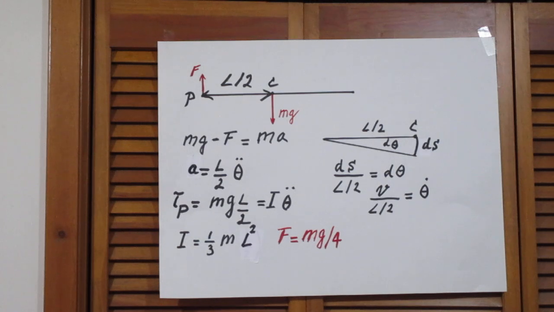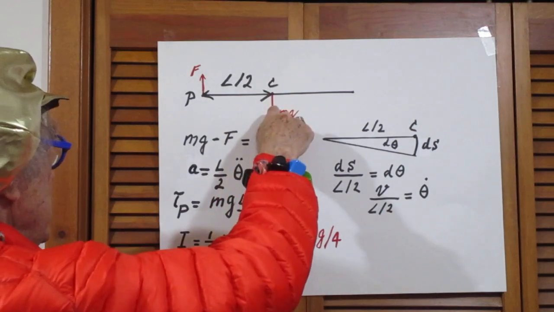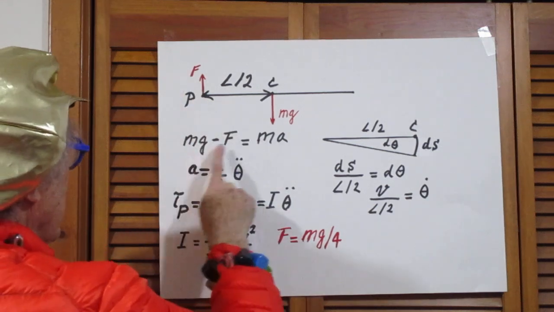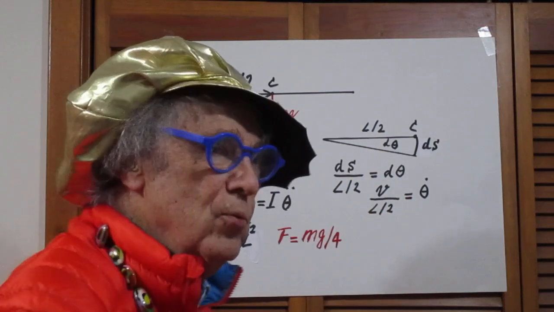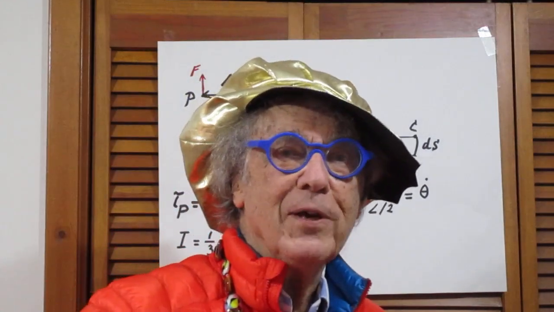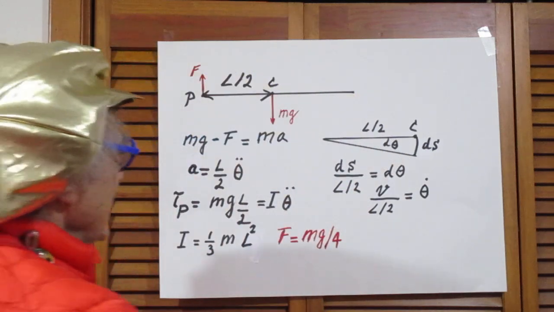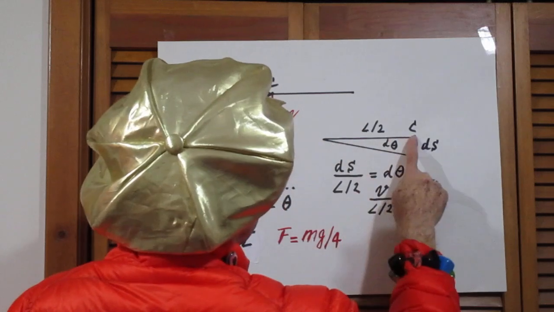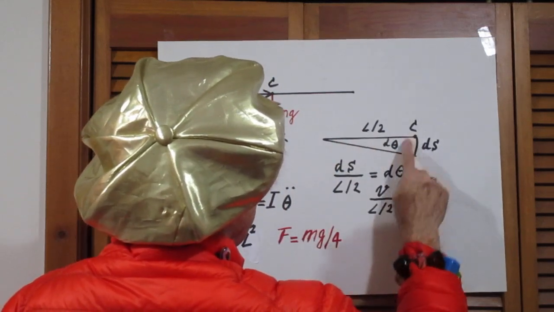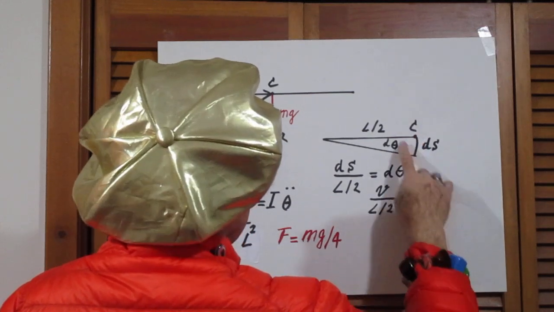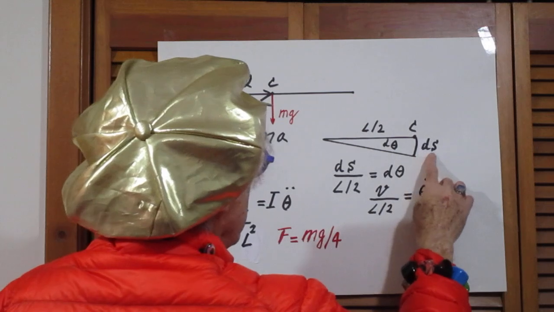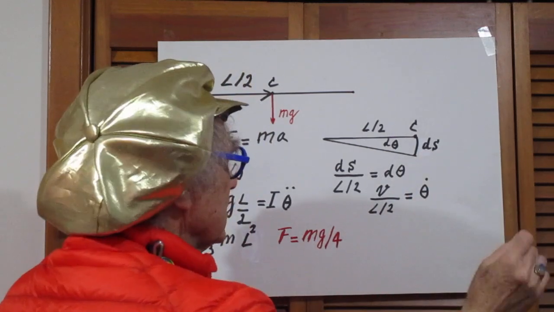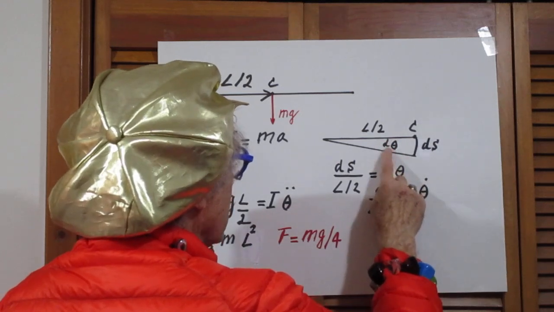Well, first, very simple, Newton's law, F equals ma. mg is in this direction, F is in this direction, equals ma. Now comes something that many of you may not remember or may never even have seen. If this is L over 2, this is P and this is C, and I displace it over an angle, the radius of the angle is L over a distance ds, so this distance is in meters, then this angle is d theta.